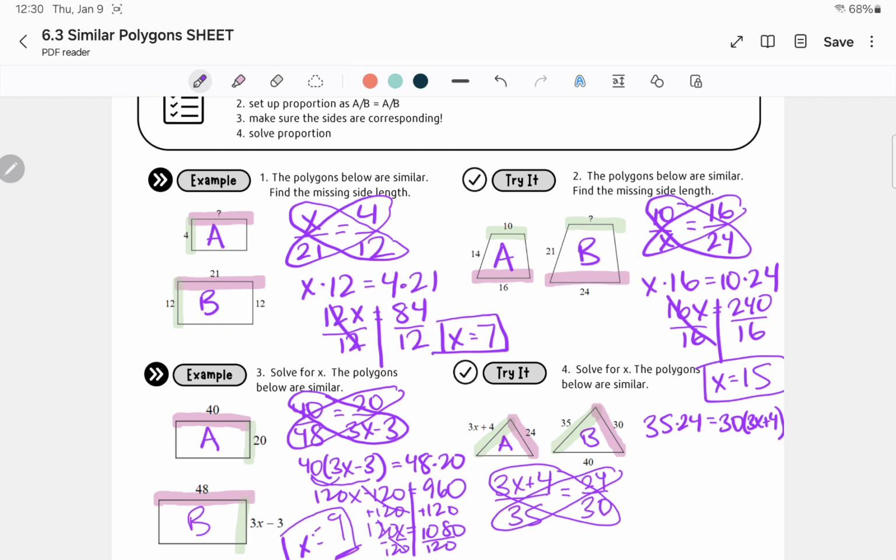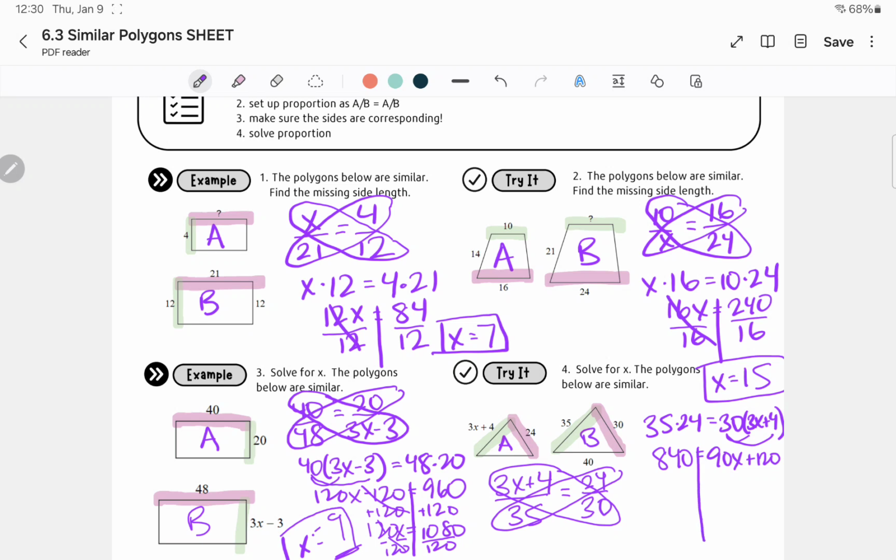And now let's go ahead and solve. So 35 times 24 is equal to 840. 30 times 3x is 90x. And 30 times 4 is 120. And now I am going to solve.